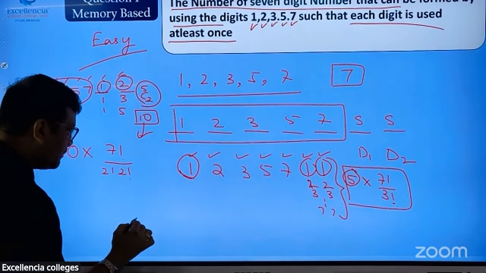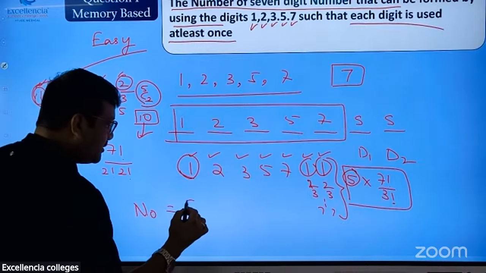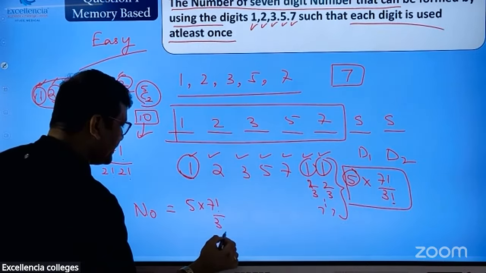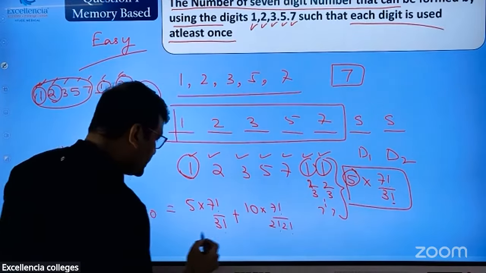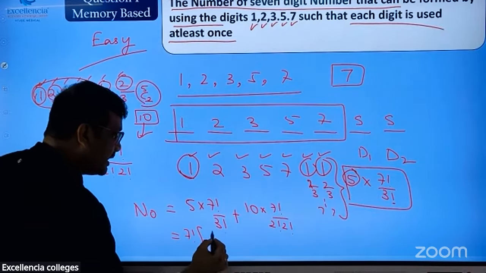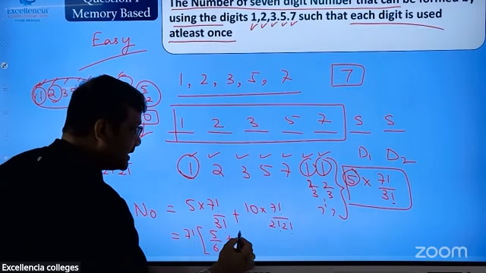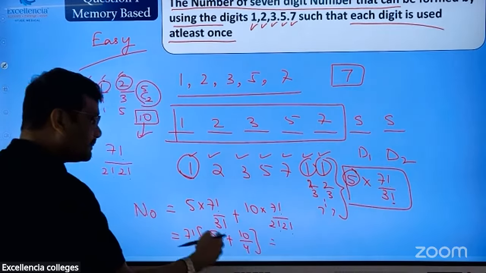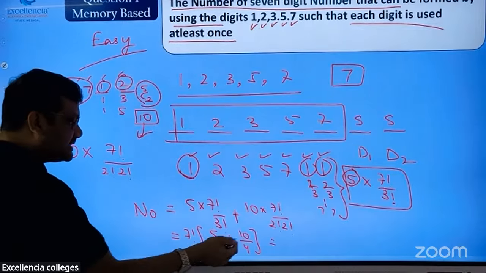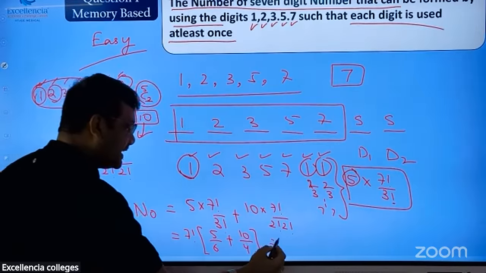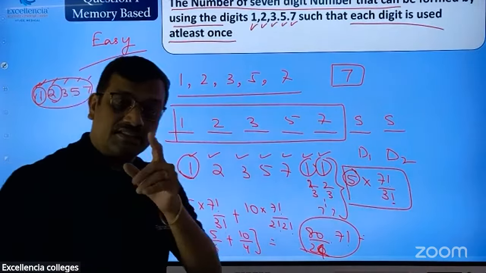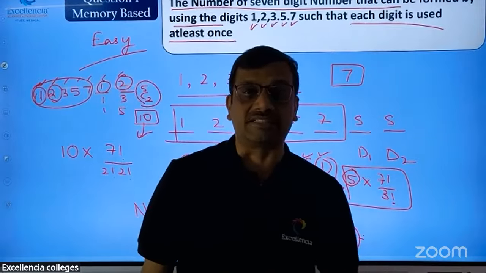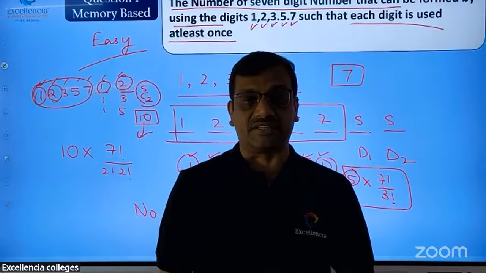So the total number of ways is 5 into 7 factorial by 2 factorial plus 10 into 7 factorial. 7 factorial can be taken common. It is 5 by 2 plus 10, so 20 plus 60, 80. So 80 by 24 into 7 factorial, and I can divide further. So this sum is easy, but the only thing is the calculation part makes a difference. The calculation is lengthy. This was question number one.